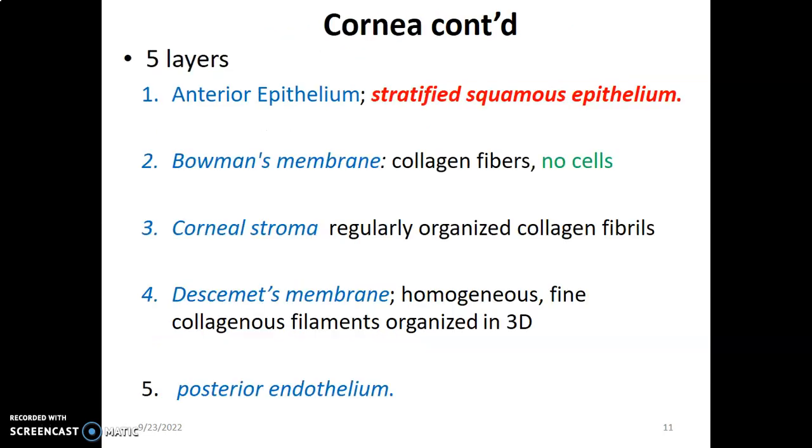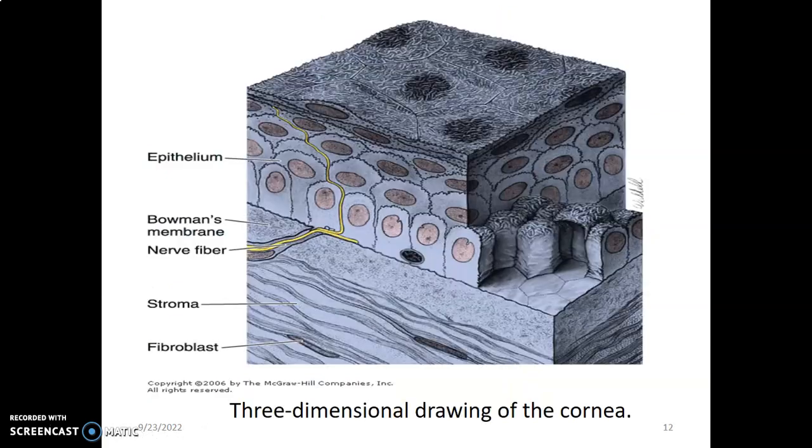And then E is the endothelium, which is the posterior epithelium. The anterior epithelium was stratified squamous, posteriorly is the endothelium. So that's the A, B, C, D, E of the cornea: the epithelium, Bowman's membrane, corneal stroma, Descemet's membrane, and corneal endothelium. Again, epithelium, then you get to the Bowman's membrane, which is the anterior limiting lamina, before you get to the stroma, then the posterior limiting lamina, which is the Descemet's membrane, before you get to the posterior endothelium. So that's the structure of the cornea.